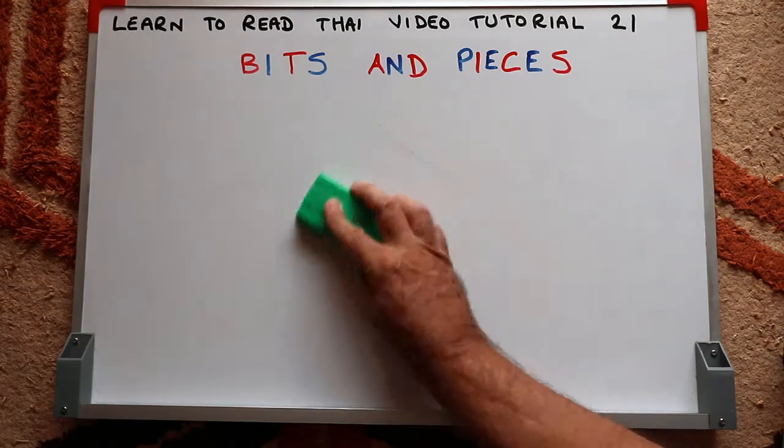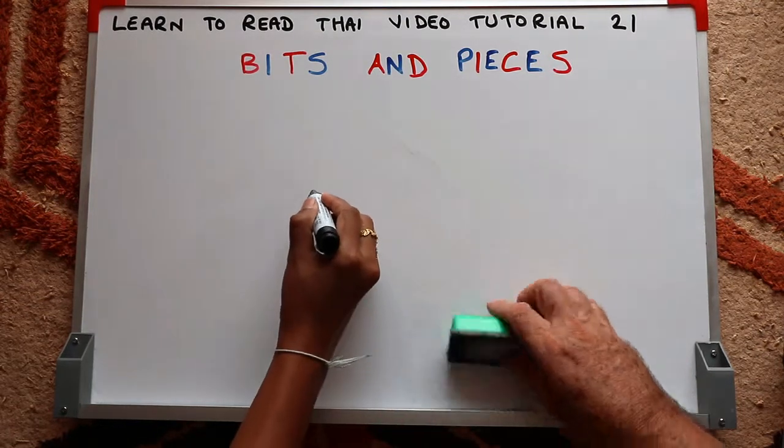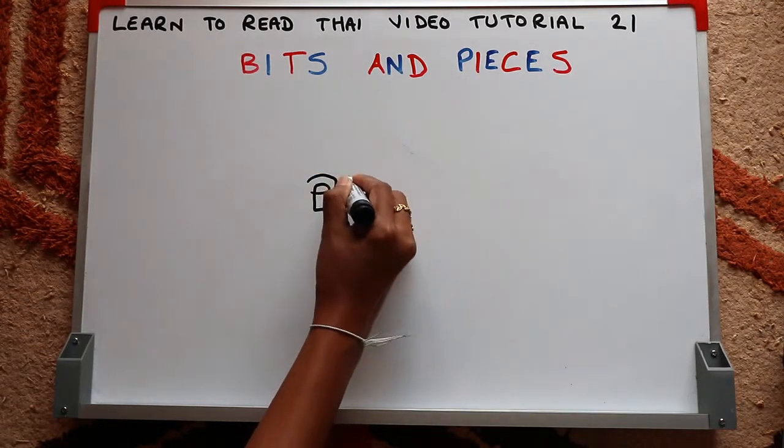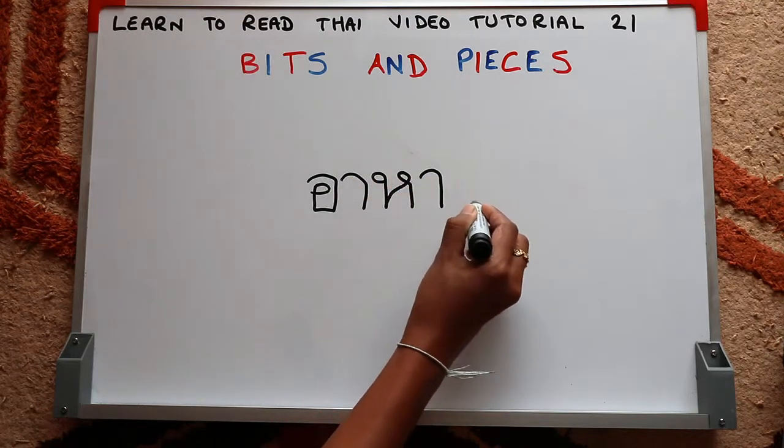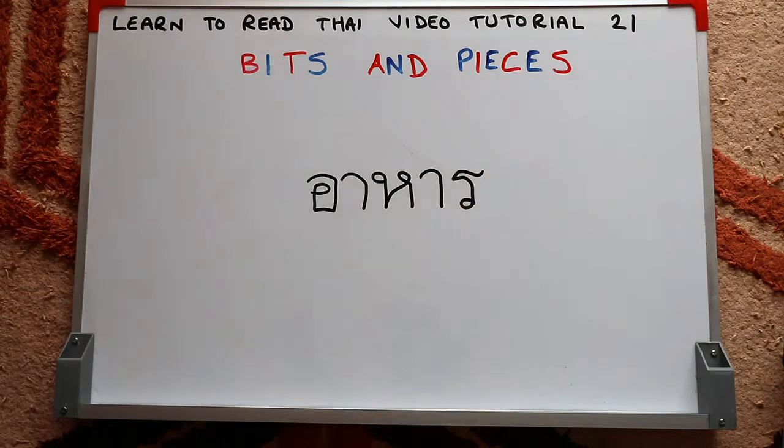Now on to something else that I need to tell you about that I didn't tell you about previously. When I covered the ro consonant, I said that as an initial consonant it makes an R sound, and as a final consonant it makes an N sound.